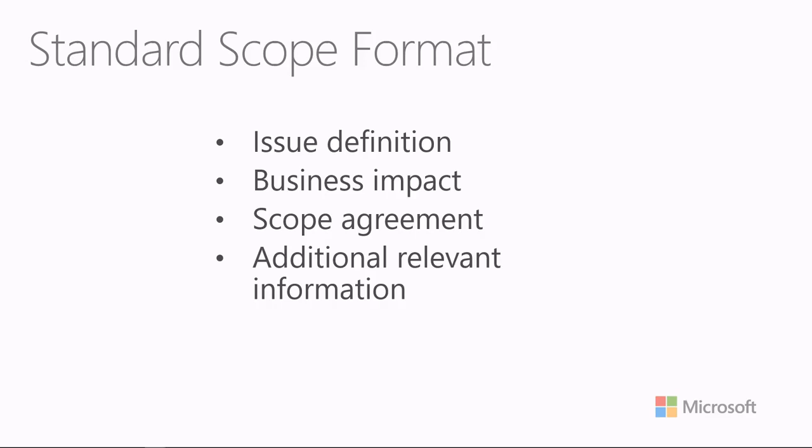Optionally, the agent can add the action plan if one has been configured, along with any relevant troubleshooting steps that have been completed thus far. We'll be covering in detail the business impact and what's entailed in the action plan a little later in this course. Next, we'll examine some various scoping examples.